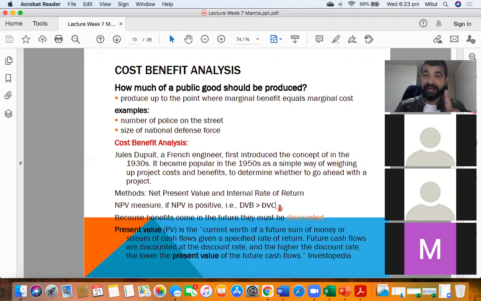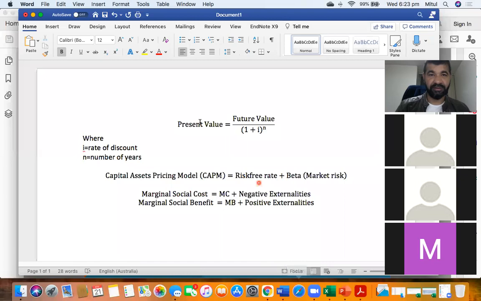They use a present value formula. Where is that present value formula? I'll show you here. Look, present value formula: future value divided by 1 plus i to the power n. i is the discount rate. Rate of discount is i. n is the number of years. So this is the formula they use.